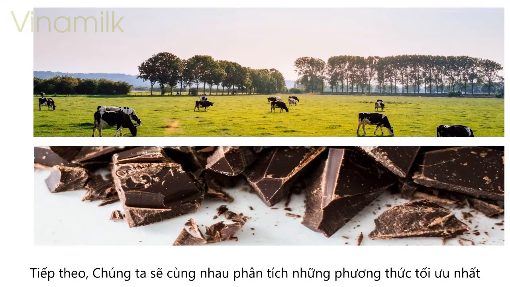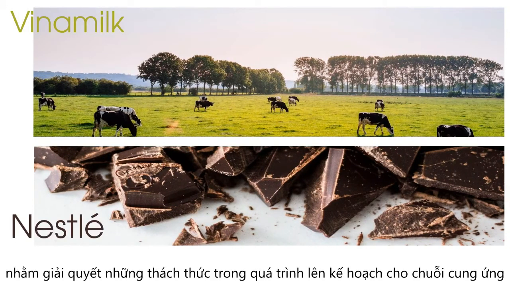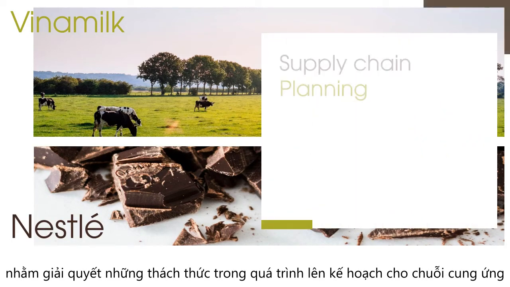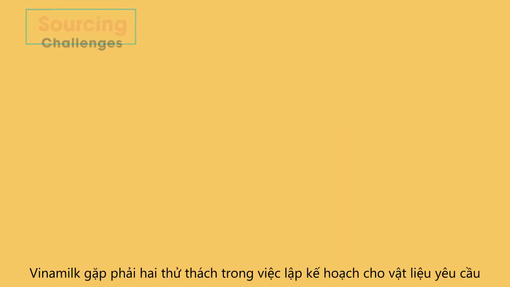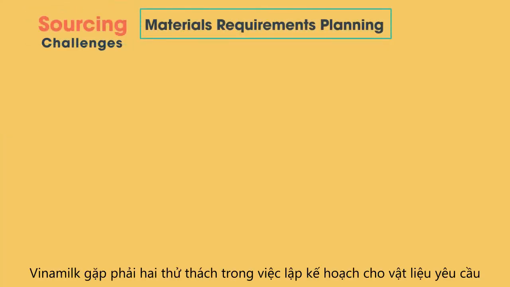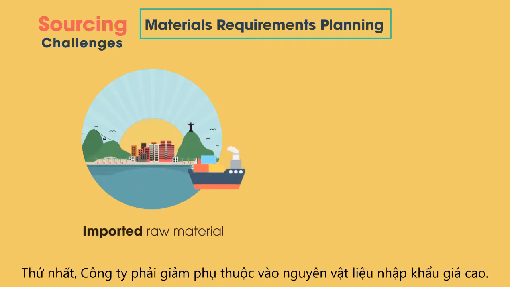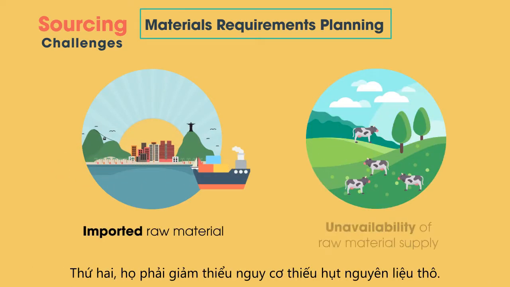Now we analyze Vinamilk and Nestlé best practices in dealing with challenges in SC planning, which relate to forecasting, sourcing, distribution, and sales plan. There are two challenges in material requirements planning: reducing dependence on high-priced imported raw material and minimizing the risk of unavailability of raw material supply.